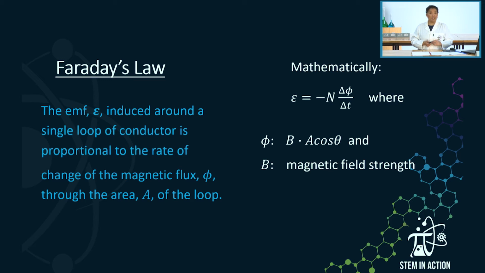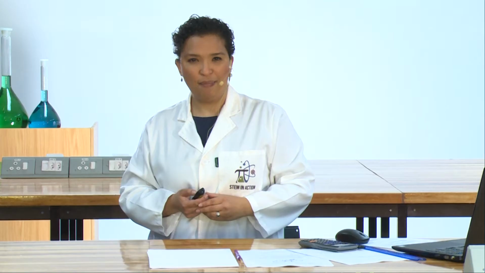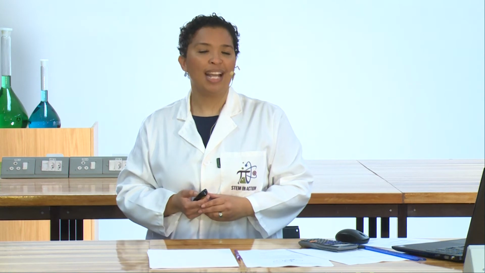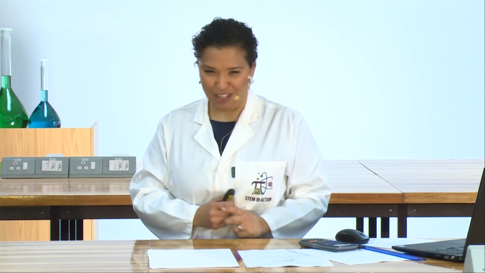And B is our symbol for magnetic field. And of course, area is the area of the loop of the conductor. And that negative indicates that the induced EMF opposes the change in magnetic flux. So that's Faraday's law. Now we are ready to cover generators.